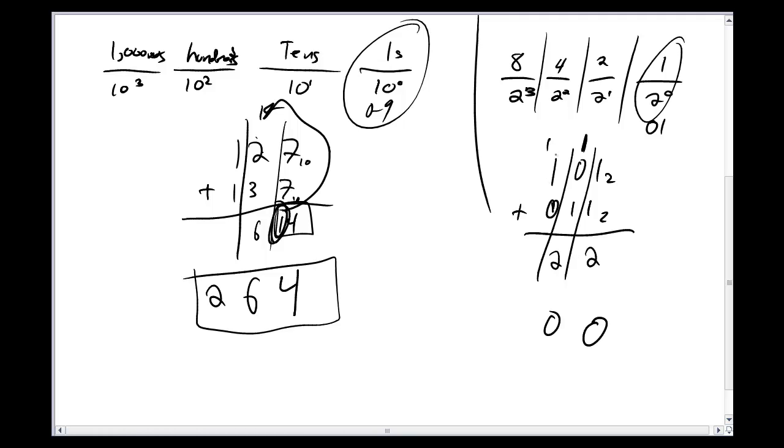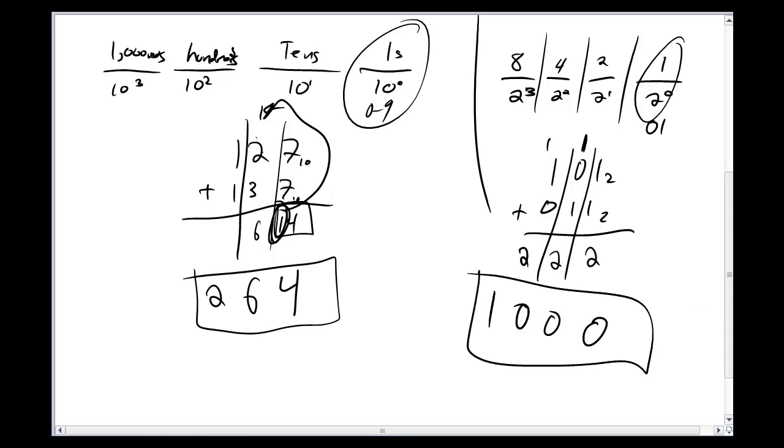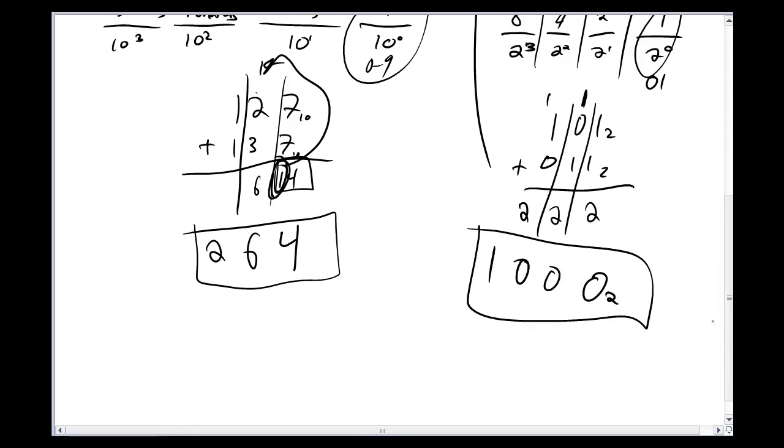1 plus 1 again gives me 2. This is trying its best to be a 0. 1 plus 1 gives me 2. Again I get 0 and 1. And once I've added these things together, I decide that I have this in base 2. Let's check and see that this answer makes sense.